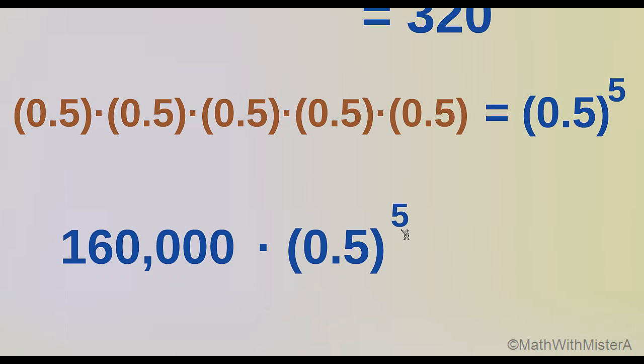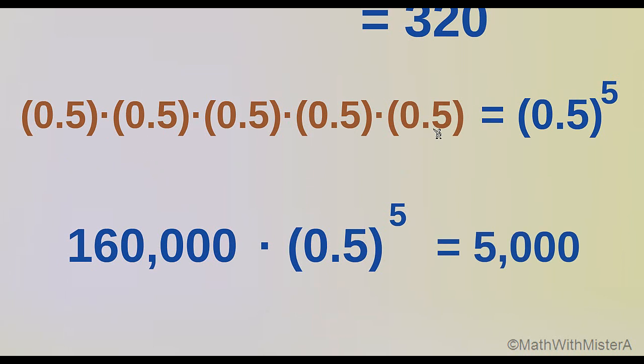Well, we want to know about the repeated multiplication. And multiplying by 0.5 is a way to cut something in half. So we've cut it in half 5 times. The first time from 160,000 down to 80,000, and then down to 40,000, and then 20,000, and then 10,000, and the last, multiply by 0.5, cuts us in half from 10,000 down to 5,000.